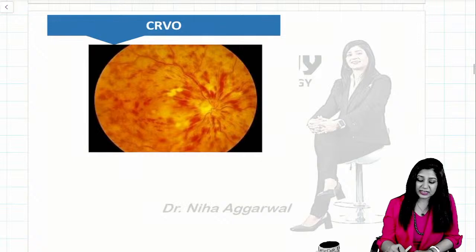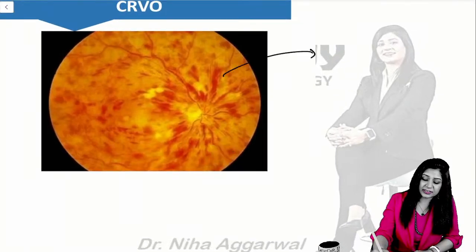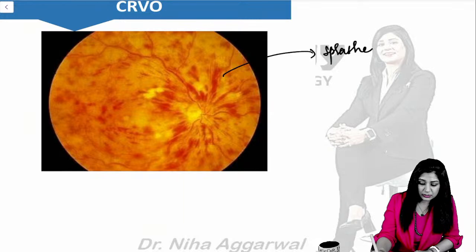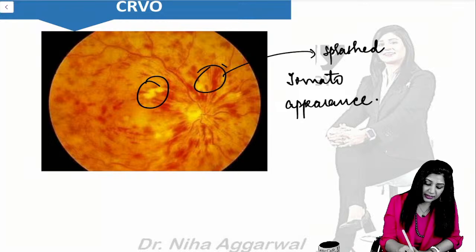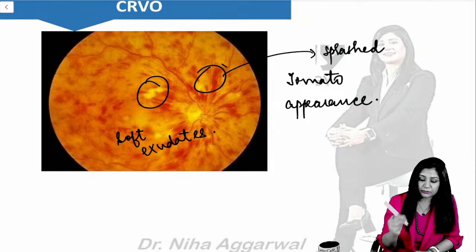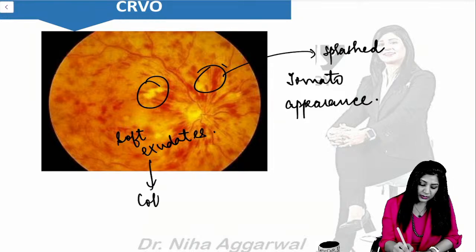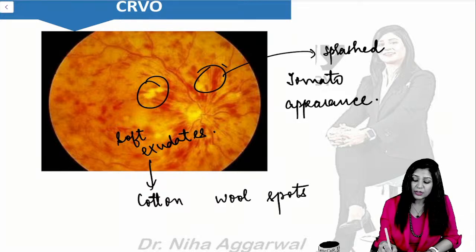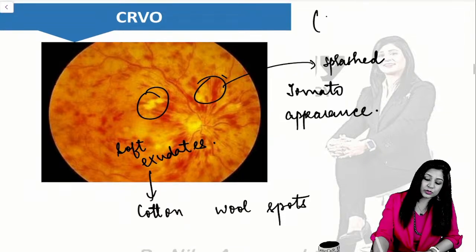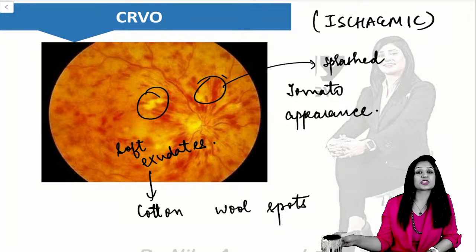Right now, very, very important. Can you recognize this? This is your beautiful splashed tomato appearance. And you can see these ones, these are your soft exudates, or the cotton wool spots, which are found in cases of CRVO. Plus, you should know that it is actually the ischemic kind of CRVO where you are getting the splashed tomato appearance.